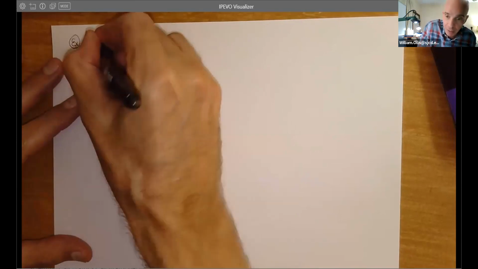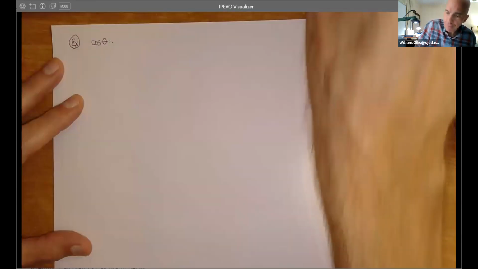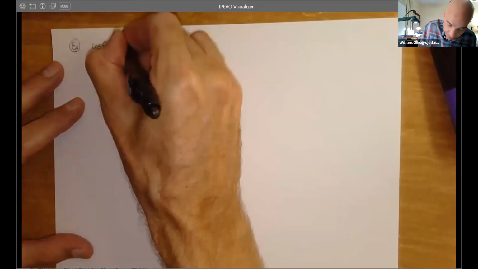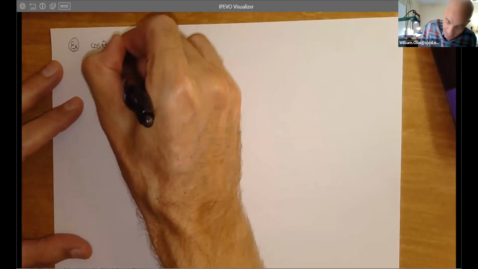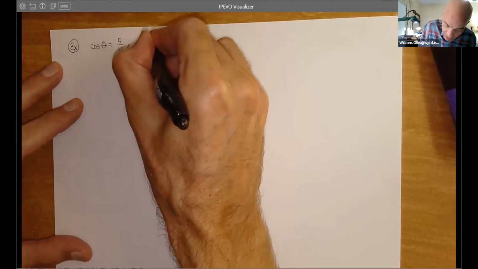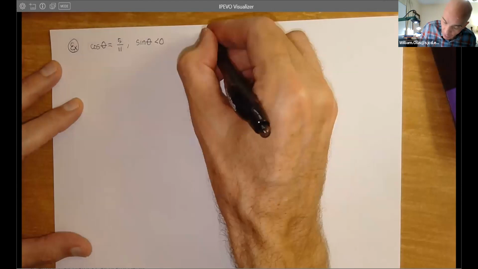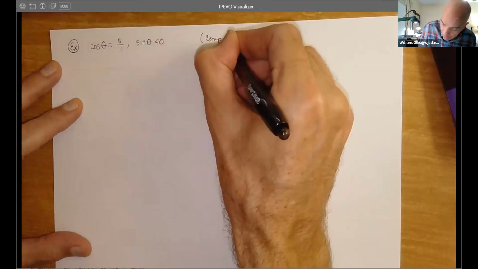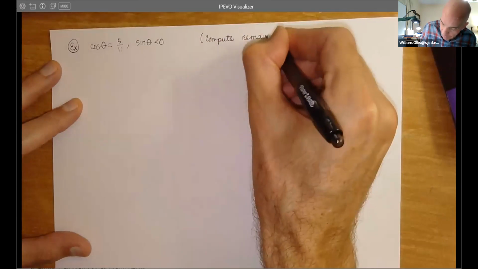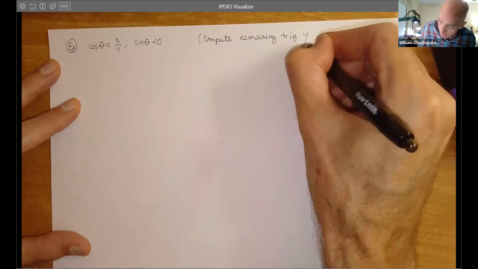So cosine theta, in this case, equals the following. That is 5 over 11. So that's legitimate. And we're given that sine theta is less than 0. And what we want to do is compute the remaining trig functions.